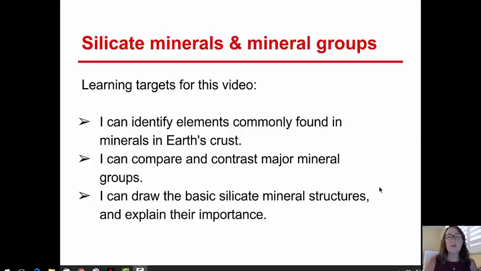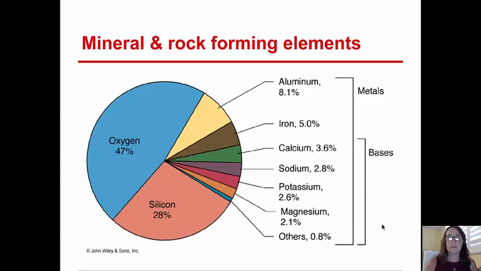In this video, we'll talk about identifying elements that are commonly found in the minerals in Earth's crust. We'll compare and contrast the major mineral groups, and we'll talk about basic silicate mineral structures and their importance.